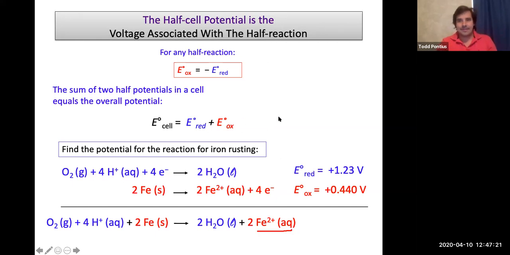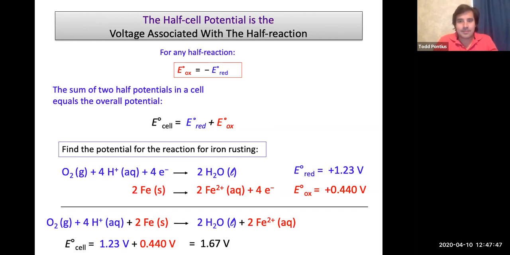And in order to get the overall voltage from this, we take the oxidation potential of what was oxidized, we take the reduction potential of what was reduced, and we just add them up. And when we do, we end up getting positive 1.69, or we end up getting positive 1.67 volts. Are there any questions about that?